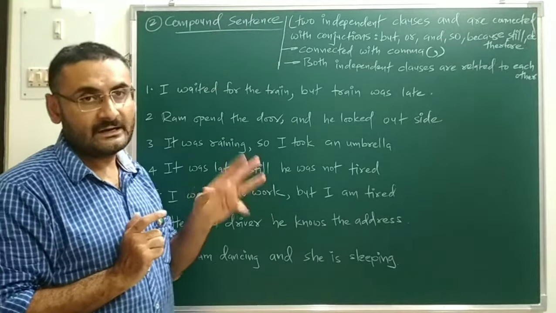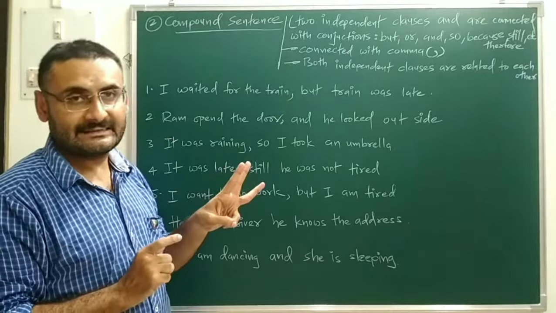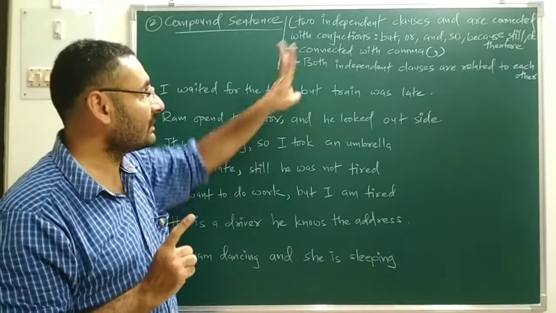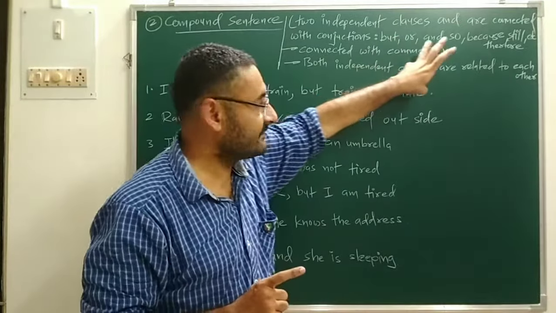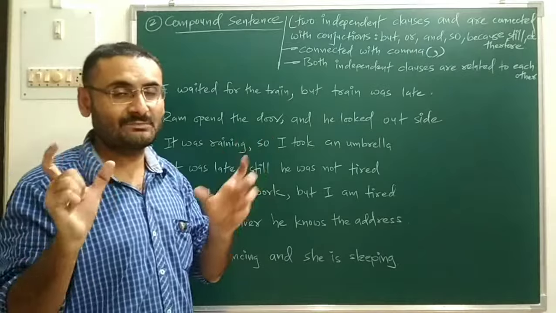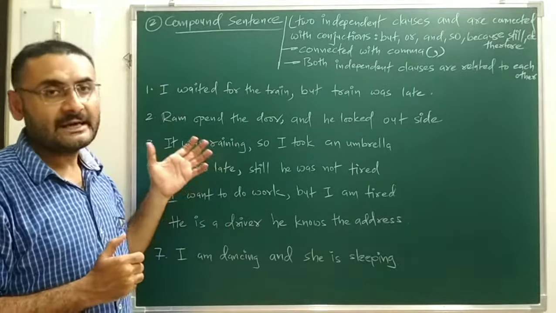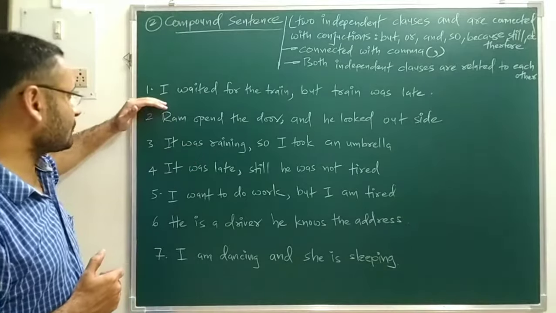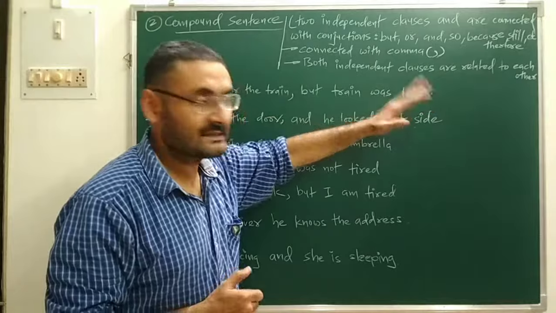So you have to find three things in a sentence. Then only you can say the given sentence is a compound sentence. Number one is what? Two clauses must be there. Both of the clauses must be connected with conjunctions, with commas, and last one is what? Both of the clauses must be related with each other. How? That we will understand with the example. So first one is what? I waited for the train, but the train was late.